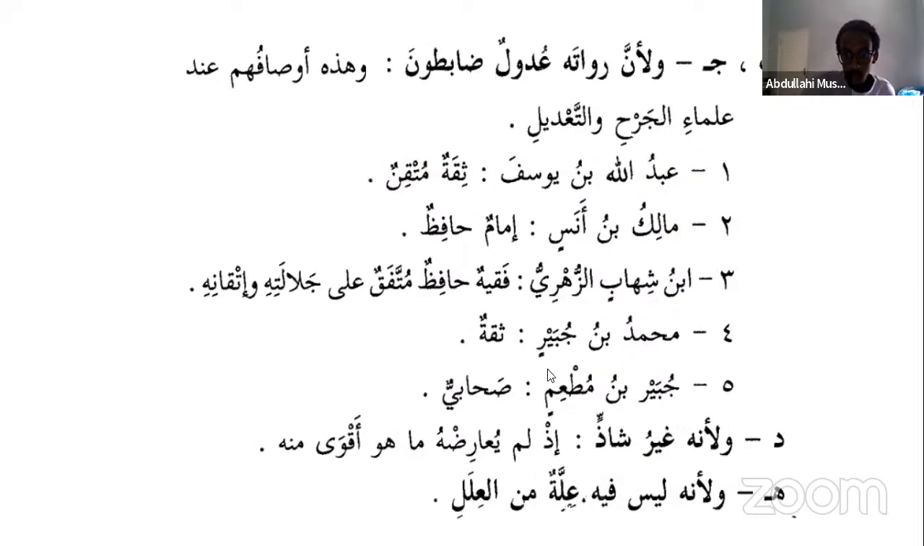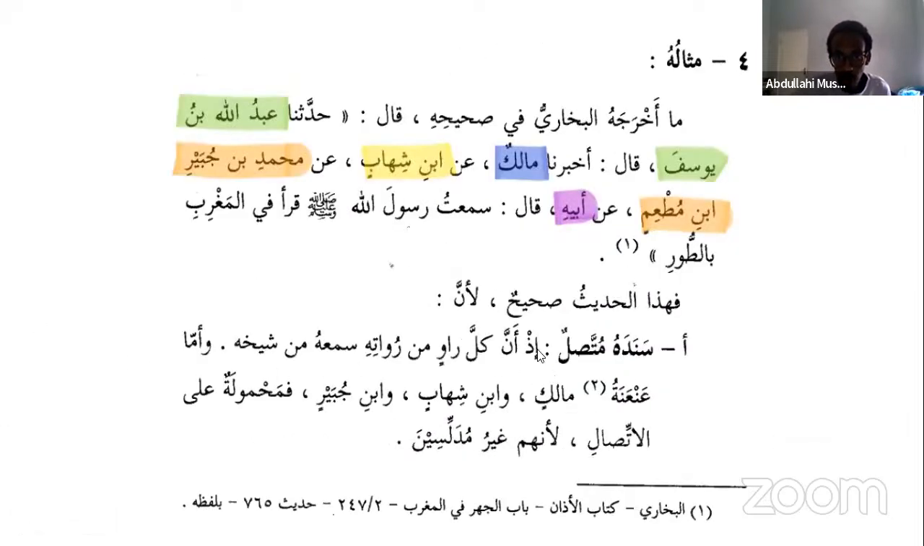So he says over here that the hadith is sahih. Why? Okay, now let's look at the first condition, that the chain is connected. He says over here, إذ أن كل راو من رواته سمعه من شيخه, that each narrator heard it from his sheikh, or heard it from the person who narrated to him that hadith.